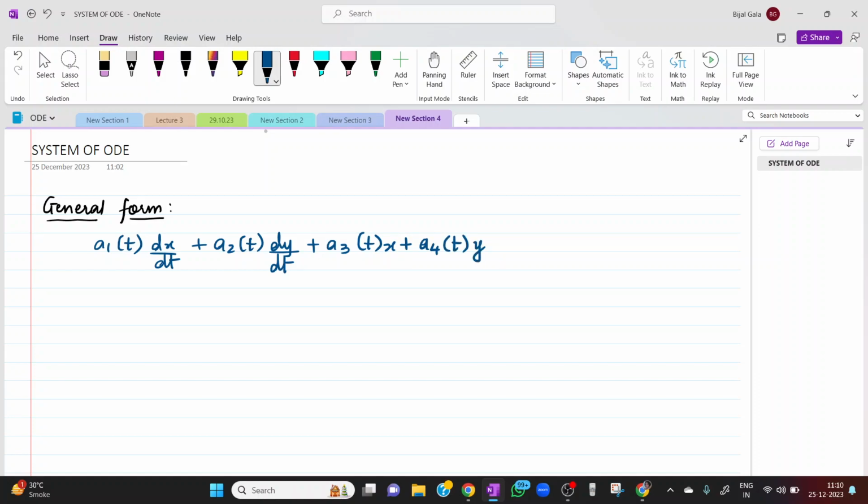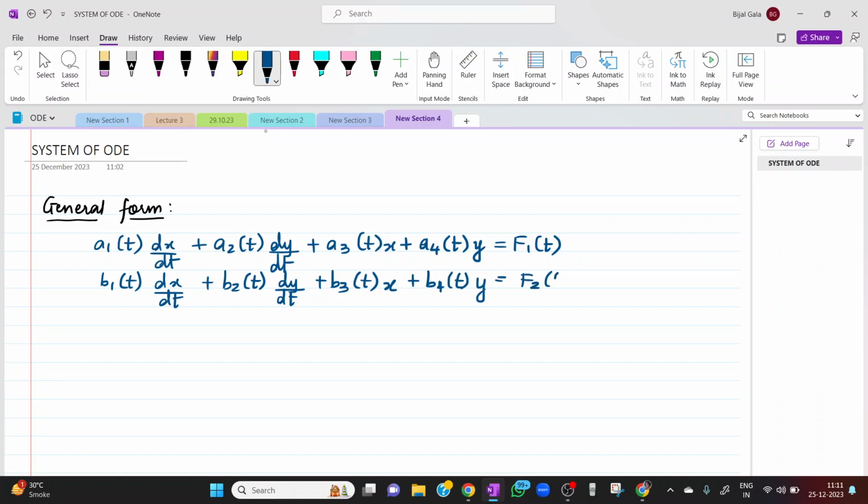Now these A1, A2, A3, A4 are strictly going to be functions of t only. And when we say system, it's going to be more than one equation. So this equation star is called a system of ODE. This is the general form of a linear system of ODE.